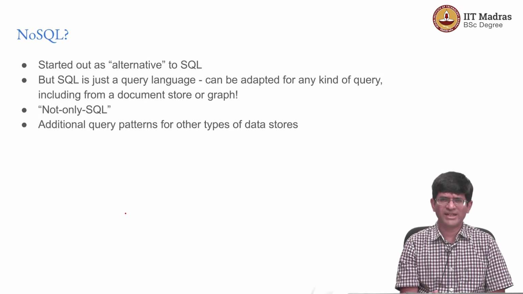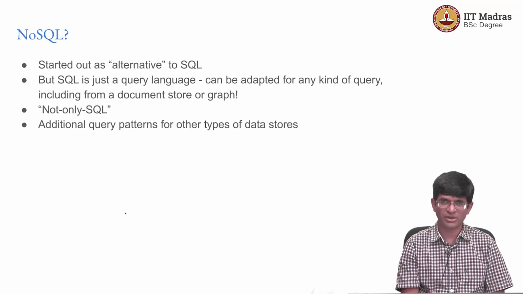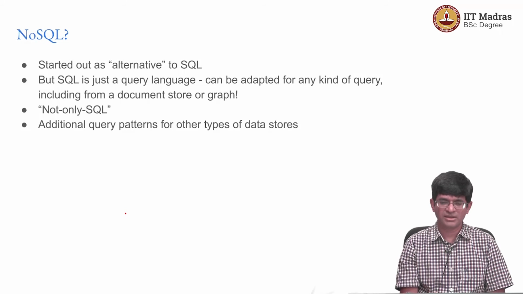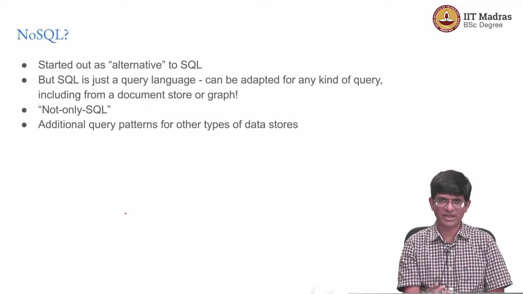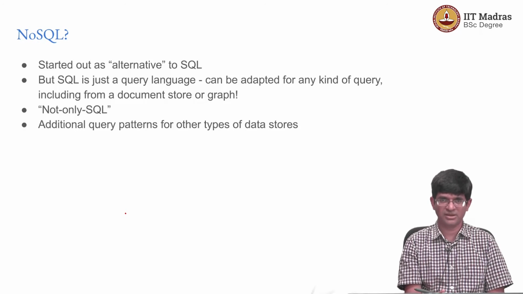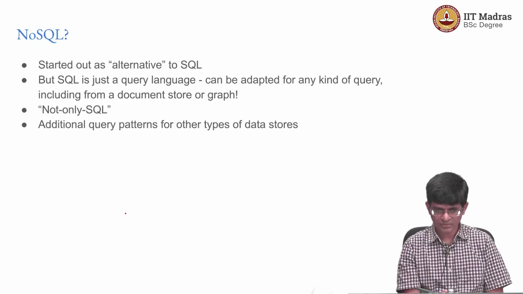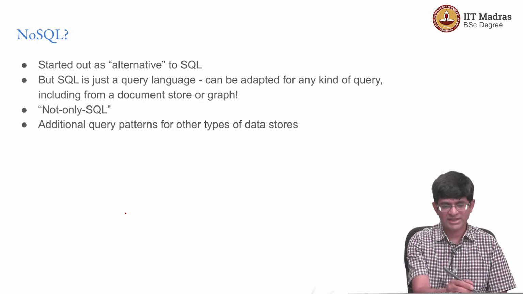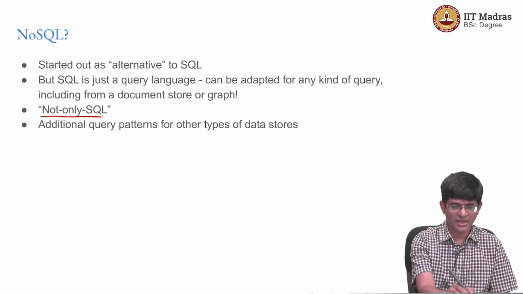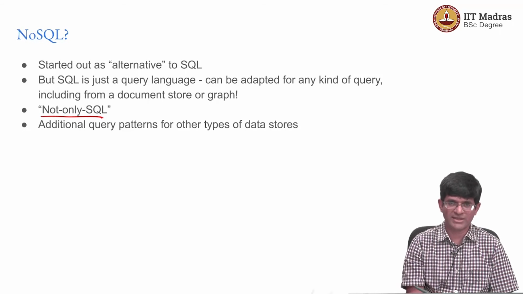But SQL is just a query language, right? It can be adapted for any kind of query, so including from a document database, right? So what you will find these days is that even for something like MongoDB, the query structure that is used is very similar to what is used in SQL, right? You have select star and various kinds of things of that sort, which are clearly inspired by SQL, if not directly a derivative of that. Okay, so nowadays you see that the term is more appropriately described as not only SQL.